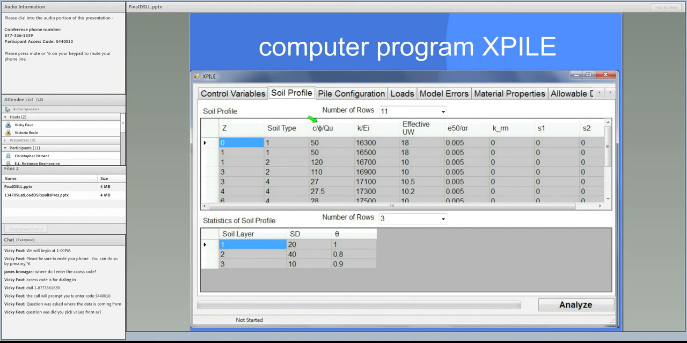And here you need to specify the allowable displacement. Remember, we specify three design criteria. One is lateral deflection, one is angular distortion, and one is vertical movement. And you need to specify the probability distribution, mean value, and also you need to specify the coefficient of variation.